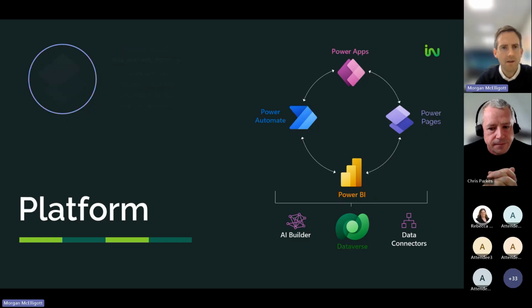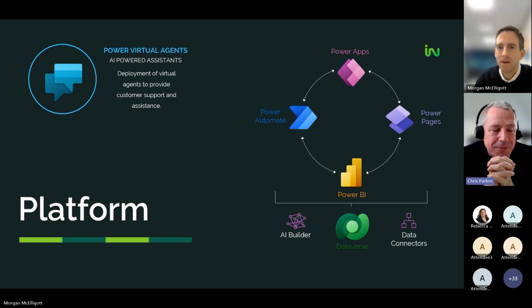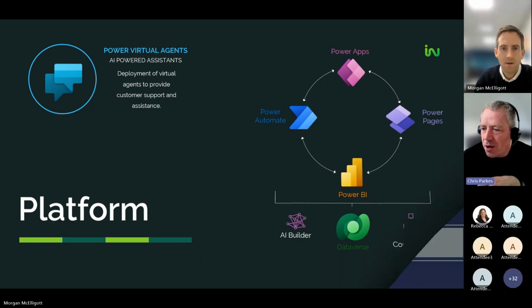Okay, and the final one, which actually isn't on the chart, Chris, Power Virtual Agents. Why haven't you put that up there? When we spoke, we left it out because it doesn't exist anymore, although it actually does still exist. It's not called Power Virtual Agents, and that's the key to it. So Microsoft, in their wisdom, basically rebranded Power Virtual Agents as Copilot Studio.